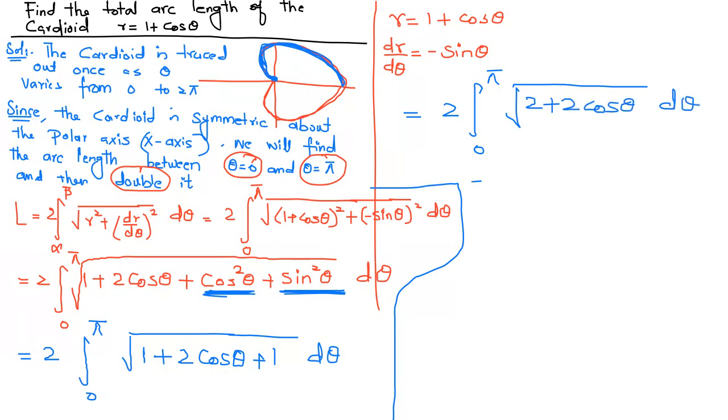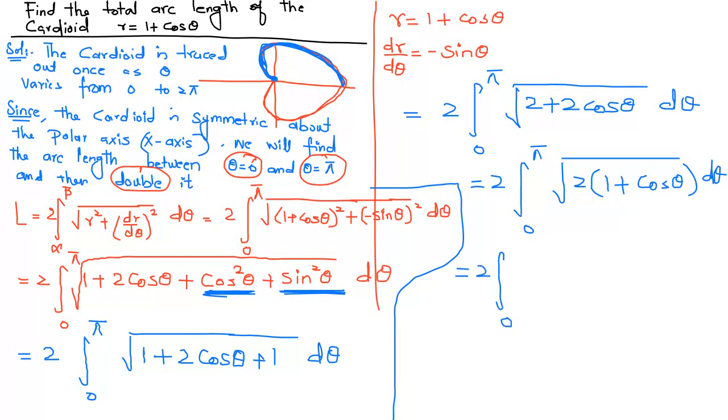If you simplify more, 0 to pi, square root of 2 into 1 plus cosine of theta, d theta. Is it possible to take the integration of this? No. So you have to simplify it more. Using the half angle formula, 1 plus cosine of theta is equal to 2 times cosine square theta by 2.